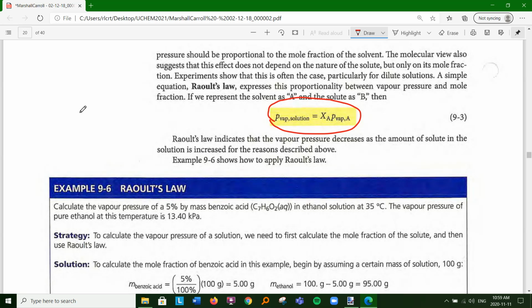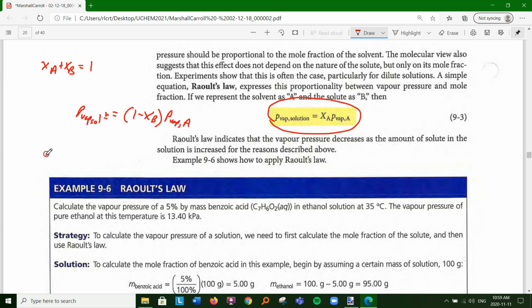You could also write it as the vapor pressure of the solution equals 1 minus XB times the PVAP of A, right? Assuming there's only one solute dissolved in one solvent, okay? So, right, then the XA plus XB would equal 1. So then 1 minus XB would equal XA. So that's sometimes a convenient way to write it.